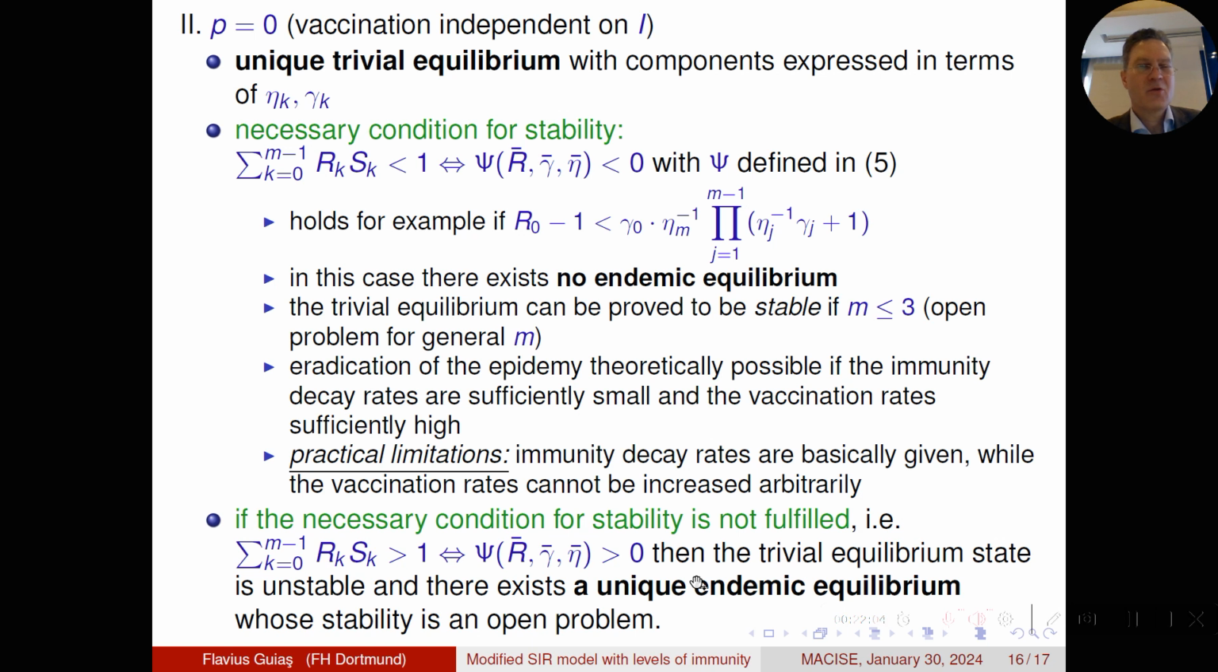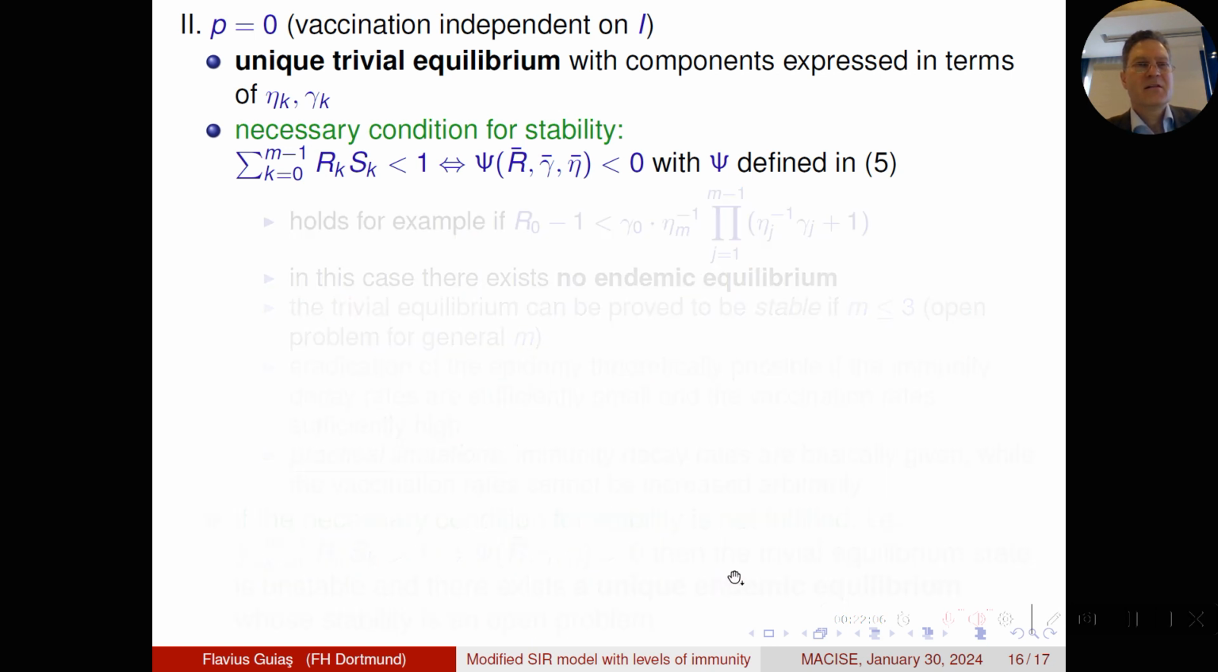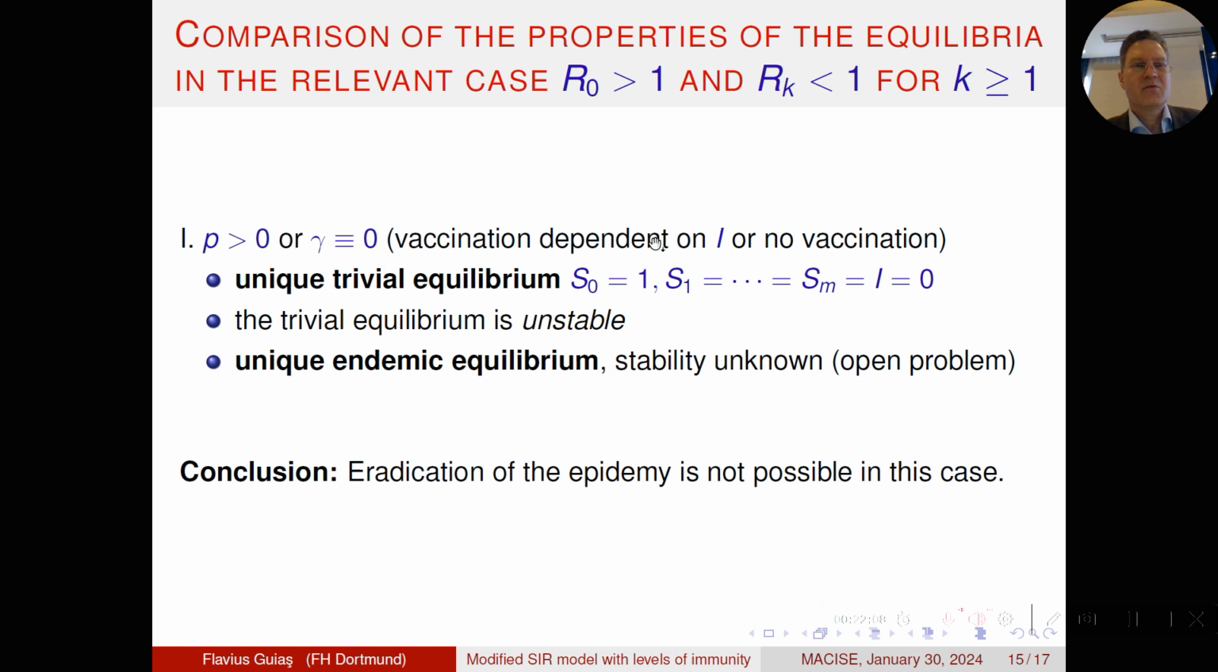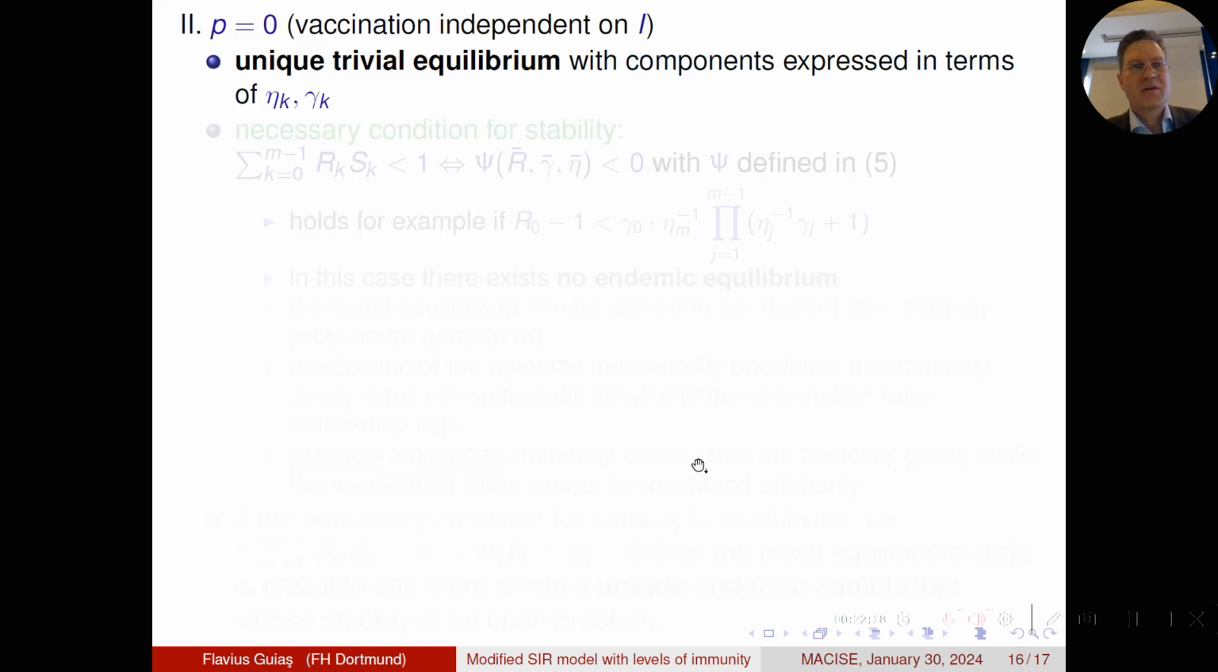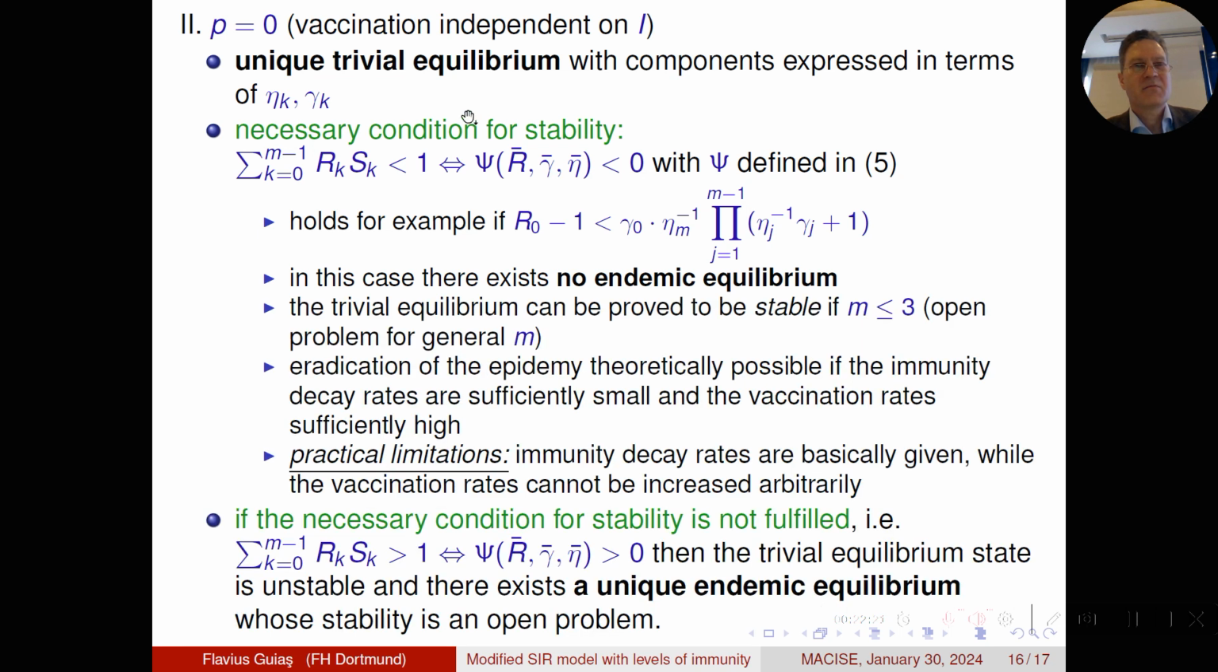And this is just a summary comparing the two situations. In one situation, if you don't vaccinate at all, or if you vaccinate just where the size of the infected population is large, then in any case you cannot eradicate the epidemic. In the other situation, when you vaccinate independently of the size of the infected population, theoretically it's possible. Practically, the limitations are given by the immunity decay rates, which you cannot change, and also the vaccination rate you cannot increase arbitrarily. So the answer here is open. It depends on the coefficients.